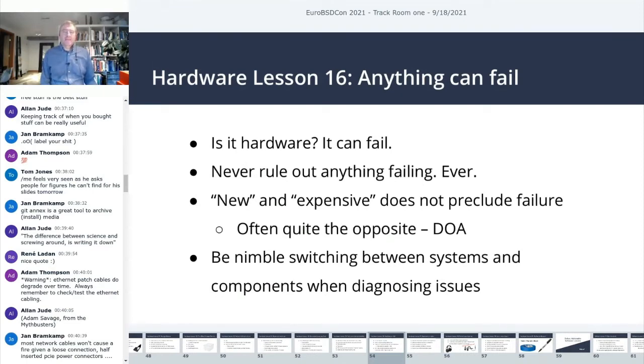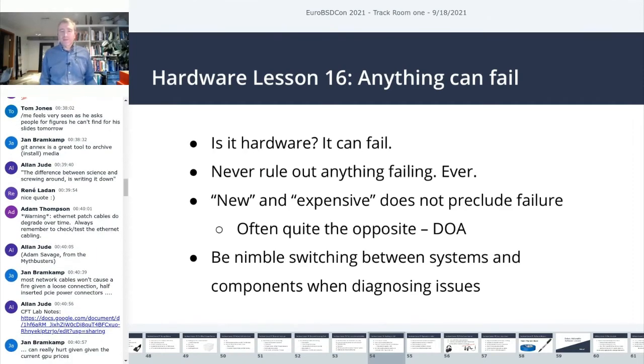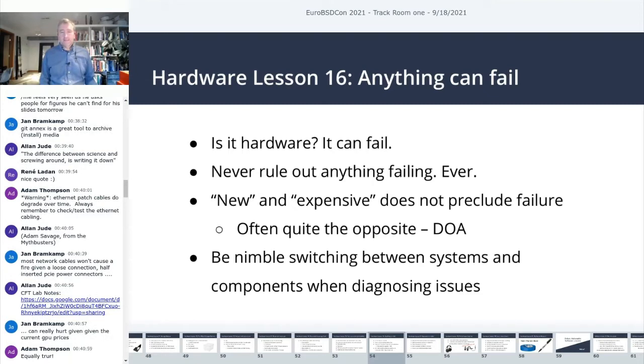So, lesson 16. Anything can fail. It's funny. Anything, literally anything can fail. Power, the simple dumbest power cord can fail. Never rule out anything. New and expensive does not always mean it's not going to be DOA, dead on arrival.